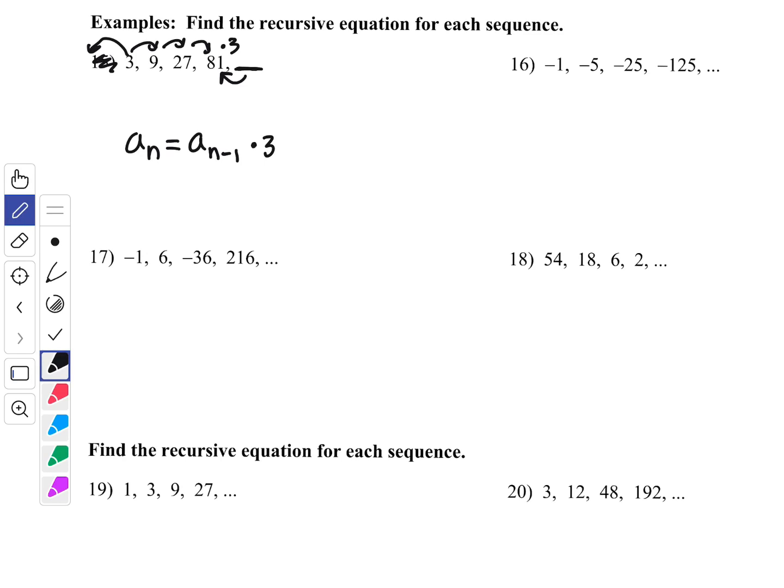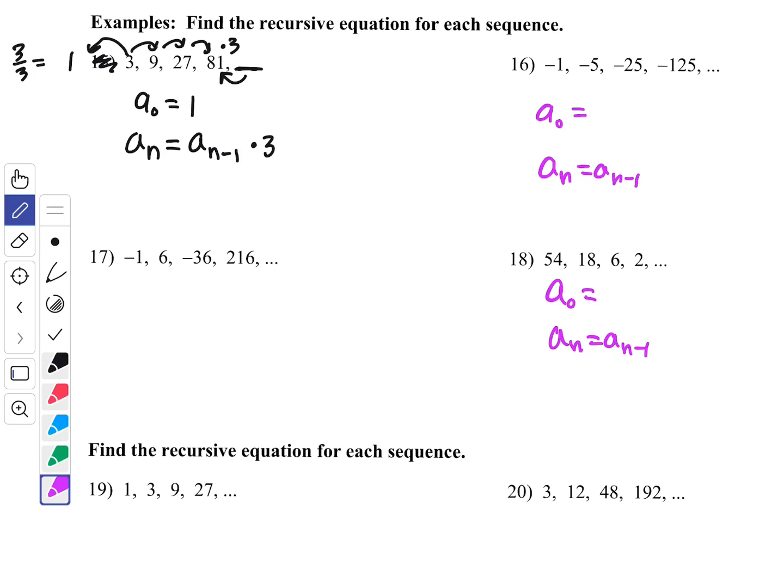But I need to go back and find out where I start. So I go 3 divided by 3, which is 1. So our a sub 0 is 1. Just like before, we can write the formula out like this, regardless of whether it's arithmetic or geometric.